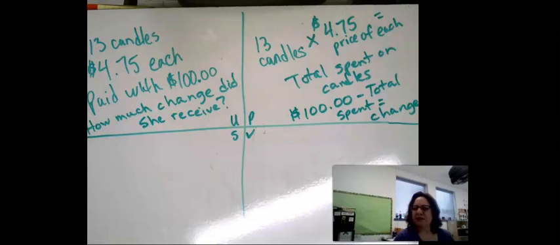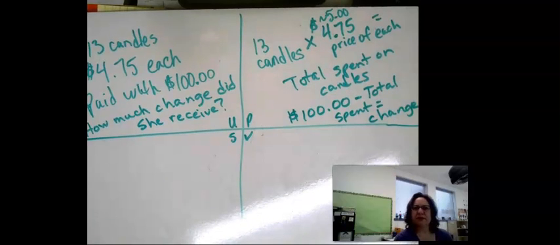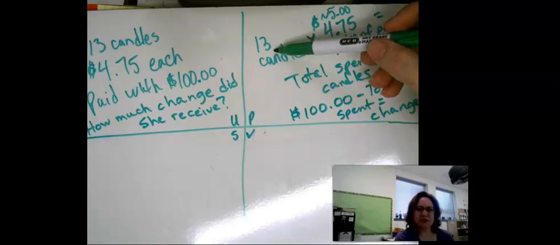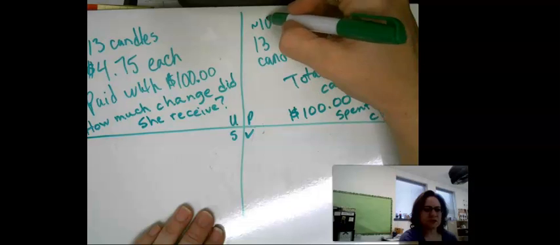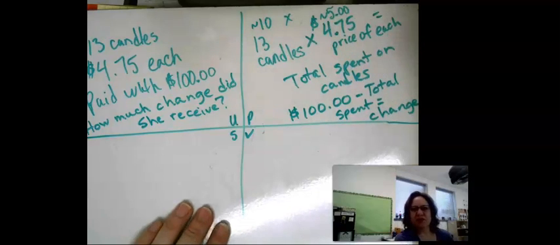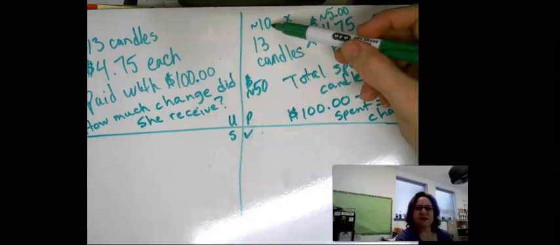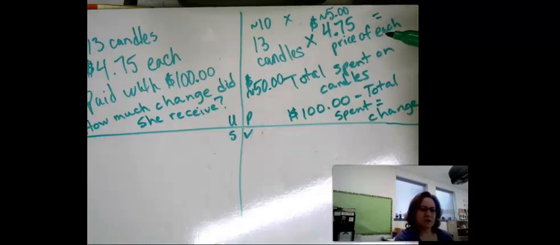Okay. I think we should estimate first. We can round $4.75. What can we round that to? What's the nearest whole dollar there? Right. It's approximately $5. Okay. And then since we rounded this number up, let's round this one down to the tens place. Looking at the 3, the 1 will remain the same, so approximately 10 candles times $5 each candle, the total will be approximately $50, right? Because 10 times 5 is 50.